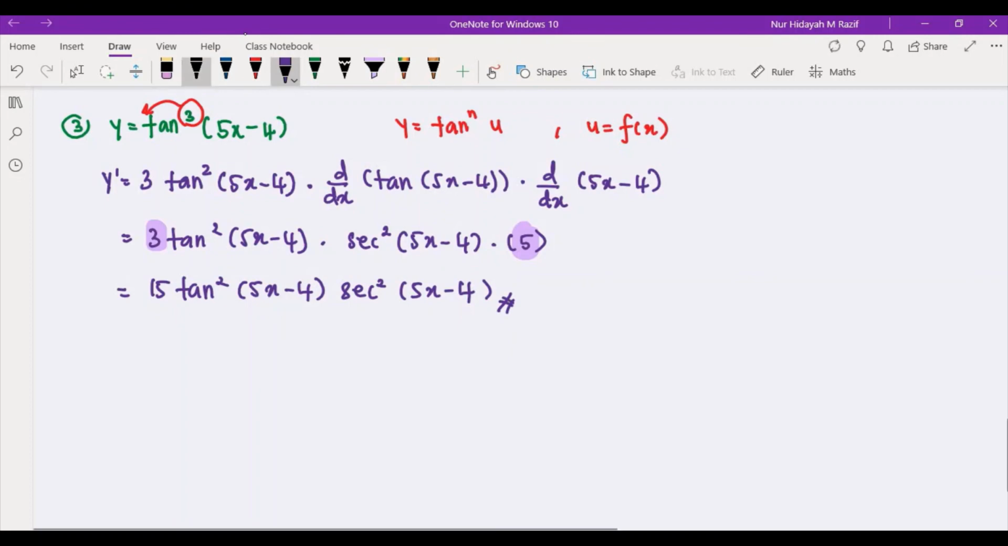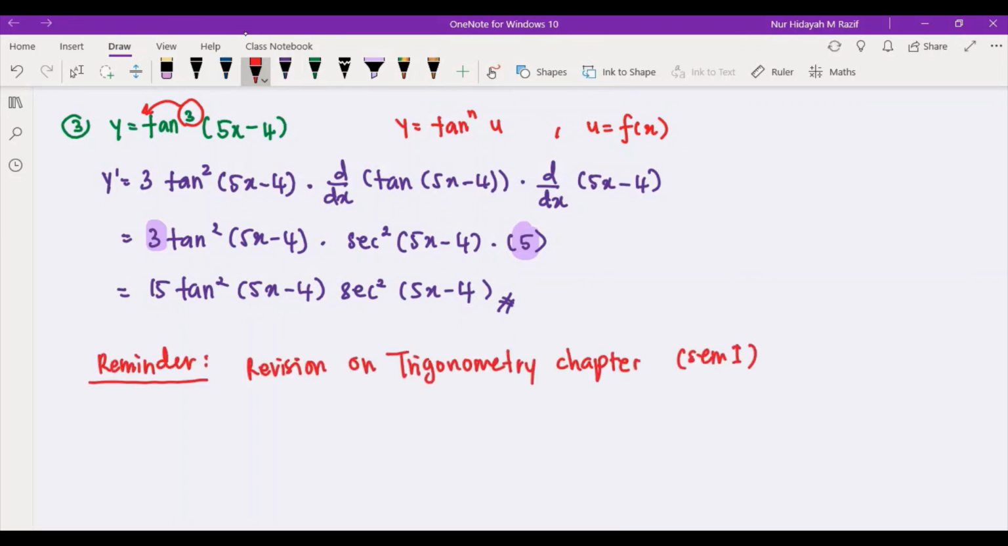Okay. So what I want to remind you here is, please do your revision on the trigonometry chapter that we have covered in the first semester, because you are going to need all the formulas that you have learned previously. So please, I need you to do your revision. Okay. Thank you.